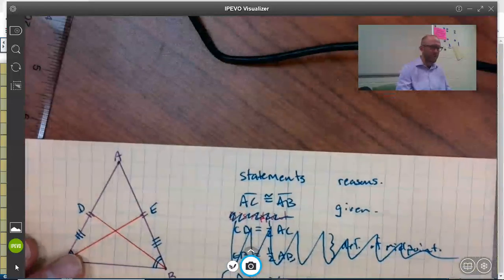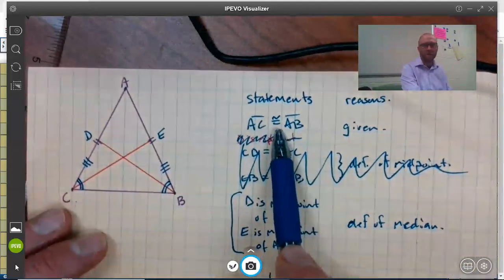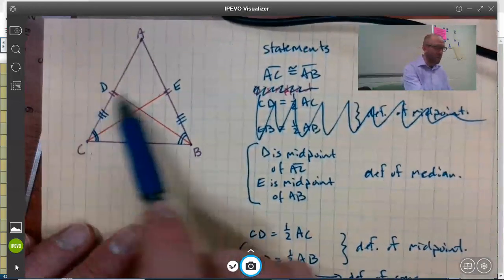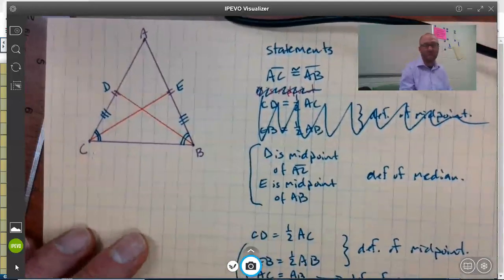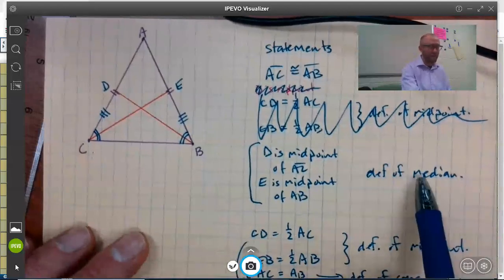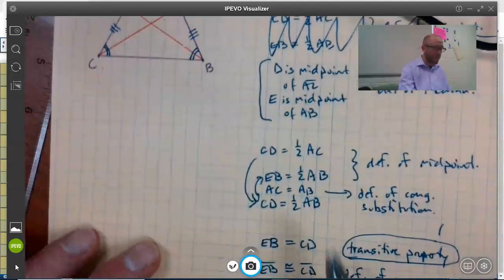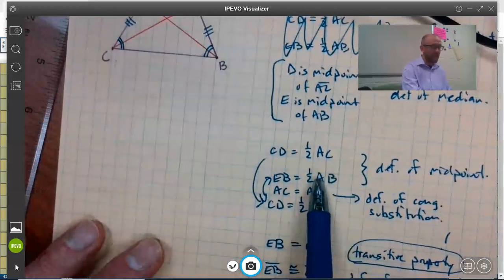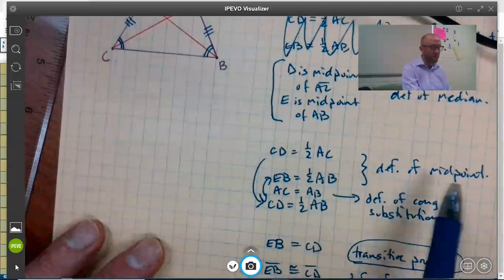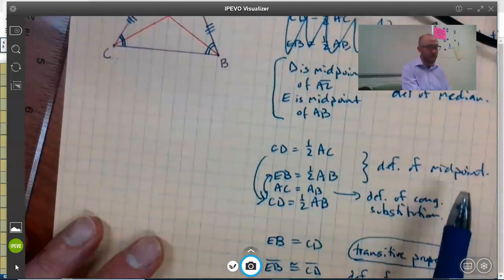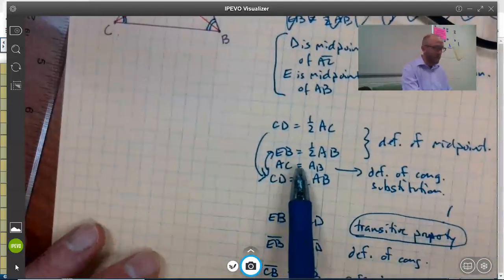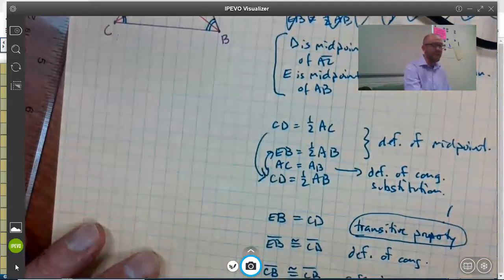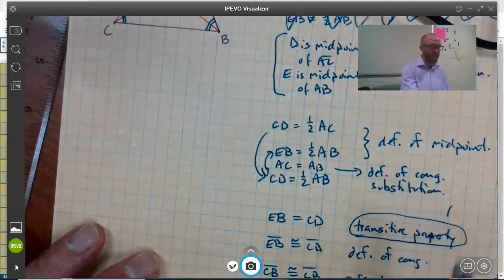So quick review. Okay, we know that the two big sides are congruent. That's a given. We know that D and E are midpoints of their respective sides because that's what a median does. Okay? We know that the two short segments, DC and EB, are both half of their respective longer sides because that's what a midpoint does. We know that AC is the same as AB. So AC, AB, we know that they're the same length because that's what it means to be congruent.